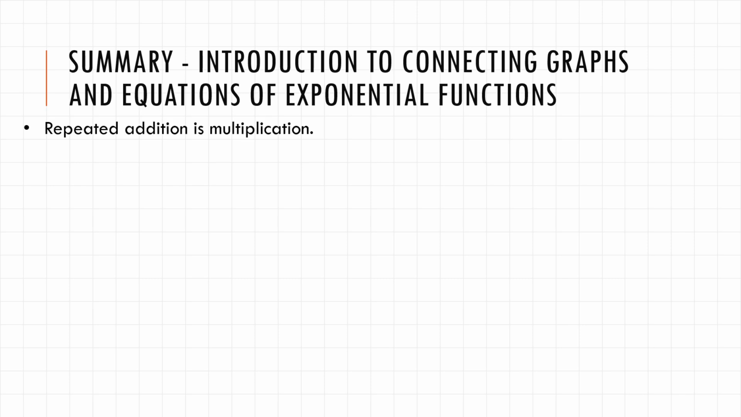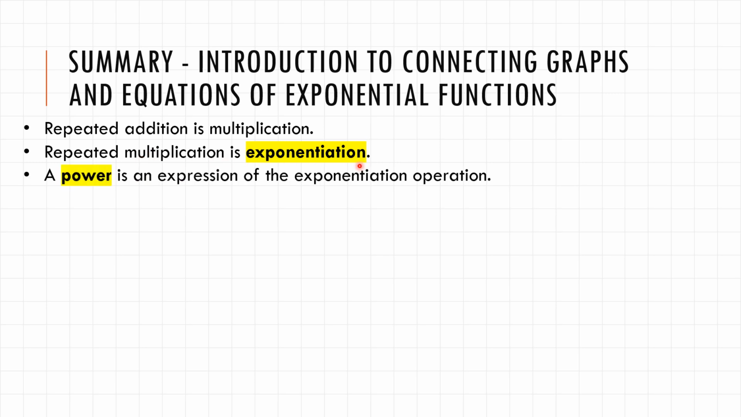So when we repeatedly add the same number, we call that multiplication. And when we repeatedly multiply the same number, we call that exponentiation. A power is a way to express that we are doing this operation called exponentiation. And this is what a power looks like.